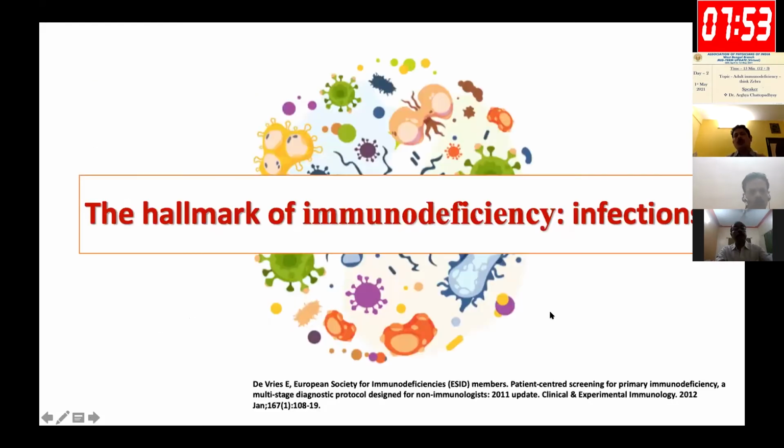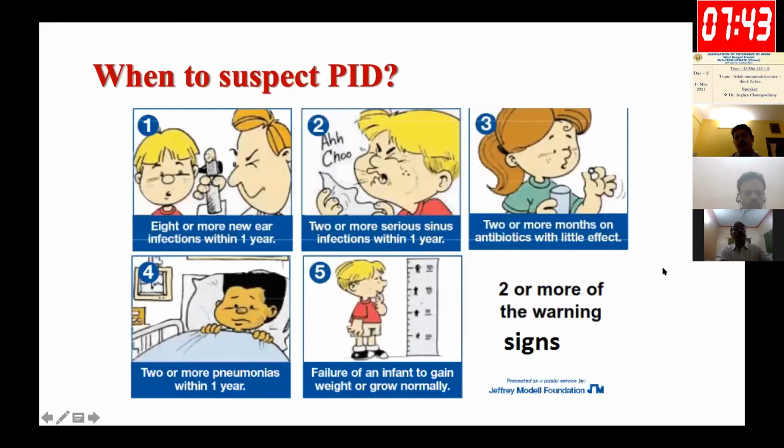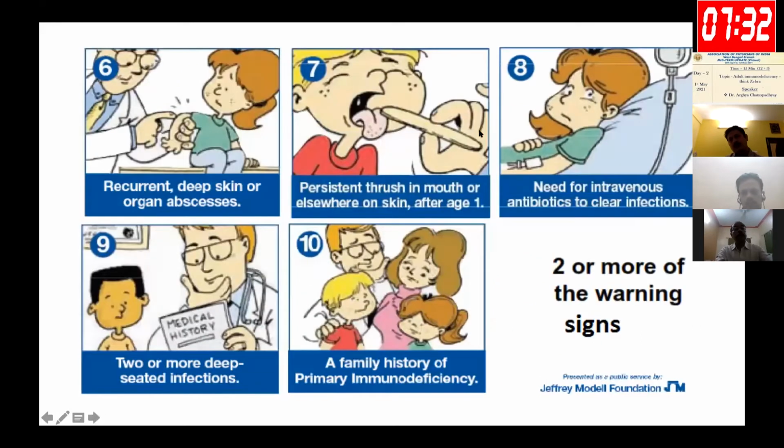The hallmark of immune deficiency is infection, there is no doubt, but is each and every infection a primary immune deficiency? Definitely not. If we look into the Jeffrey Modell Foundation's data, they have proposed 10 warning signs for when one should suspect a primary immune deficiency in pediatric populations. With two or more of these warning signs present, one should start thinking of primary immune deficiency in children.